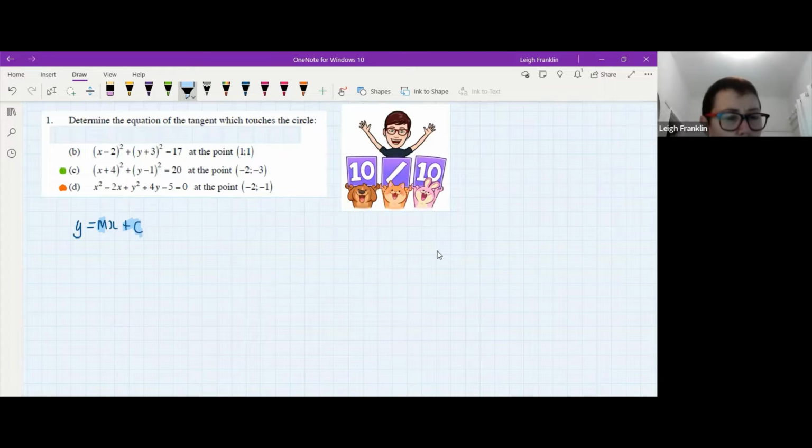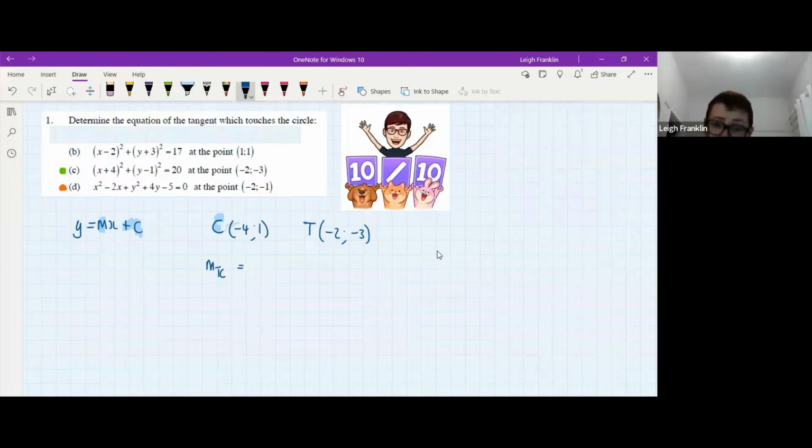Okay, all right. So what you're doing then is you're working out the gradient of a line, but what line are you working out the gradient of? You've said the coordinates at the center of the circle are -4 and 1, which is fine. And then we've got this point of tangency. Let's just call it T, -2 and -3. So if I now calculate the gradient of TC, what does TC represent in terms of what's going on here? Is that the tangent?